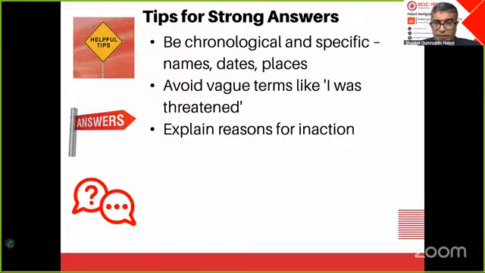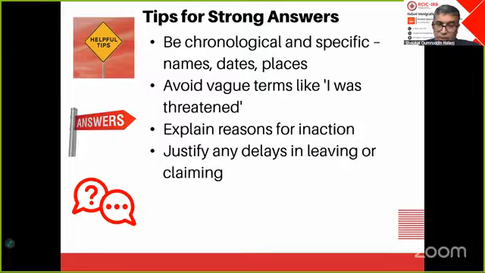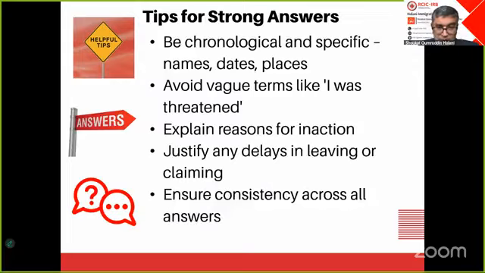Okay, so explain the reason for inaction. Why didn't you take any action so far? Why did you take so much time for applying for a refugee claim? Justify any delay in leaving or claiming. If there is a time lag between when you arrived in Canada and when you applied for the refugee claim, you will have to mention all the justification, what was the cause of that delay. Ensure consistency across all answers. If you are giving any narrative in IRB, that should be consistent all the time.